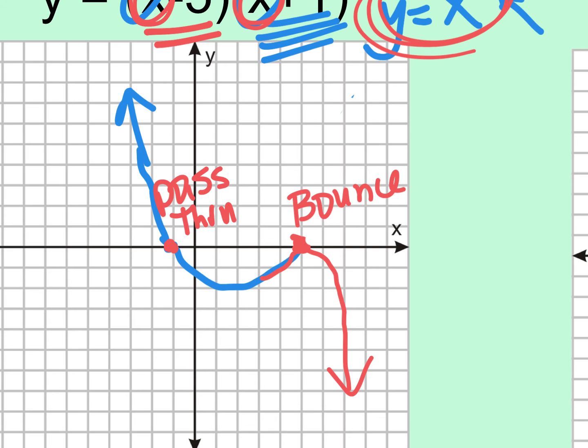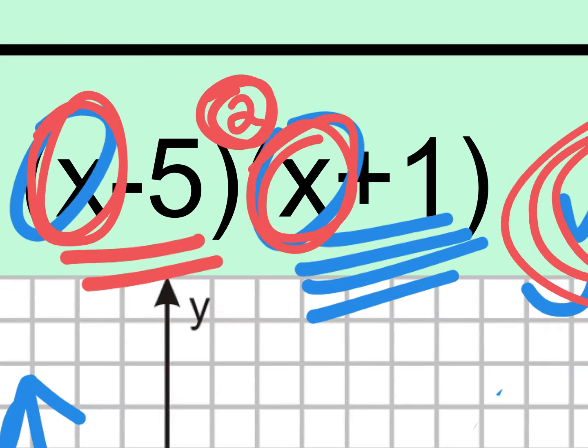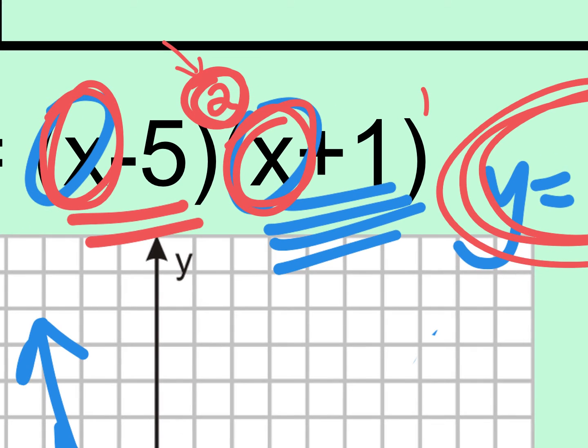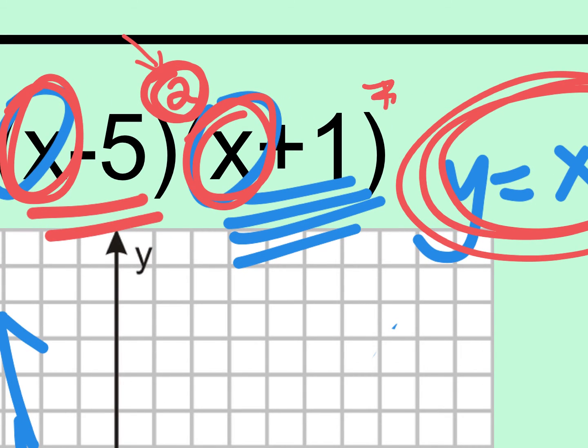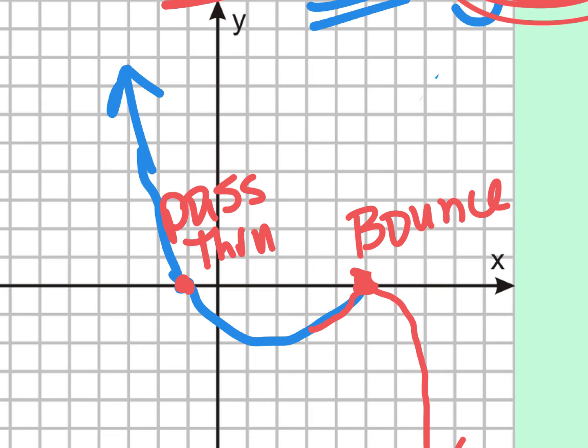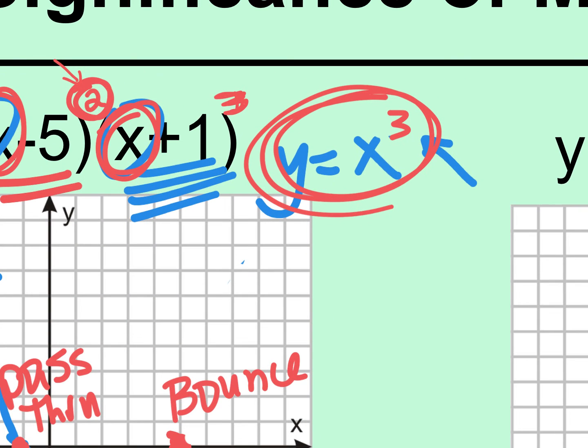Okay. So if it gets squared, you're going to make it bounce. If it only has a 1 here, it's just going to pass through. What if there was a 3 here? Then it would snake through. And I'll show you what that looks like on a different one soon. Kind of looks like a snake, obviously.